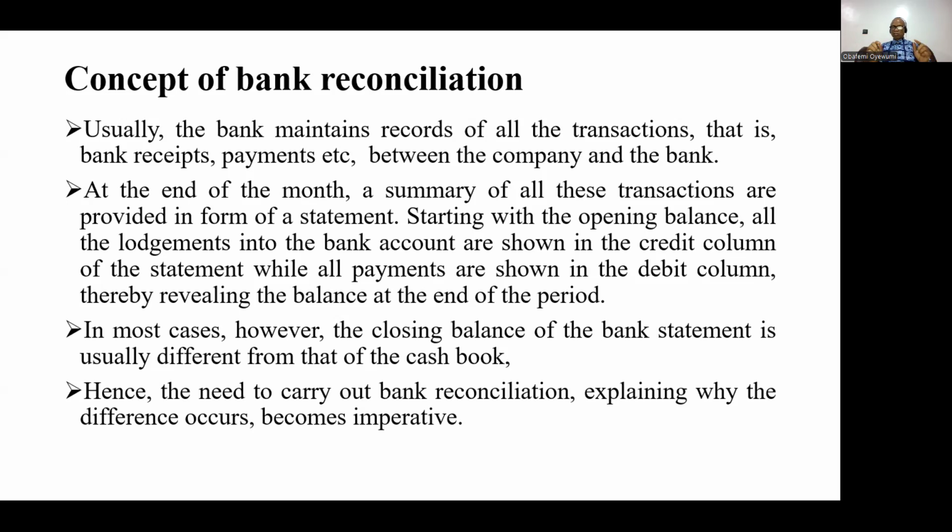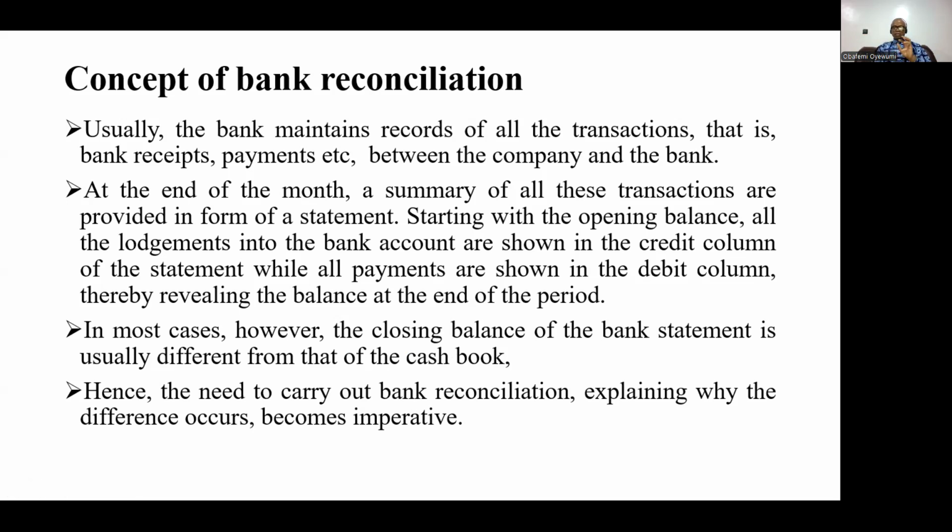All the lodgements are shown in the credit column of the statement, while all payments are shown in the debit column of the bank statement. At the end of this, it will reveal a balance at the end of the period. Okay, so in most cases, however, the closing balance of the bank statement is usually different from that of the cash book.